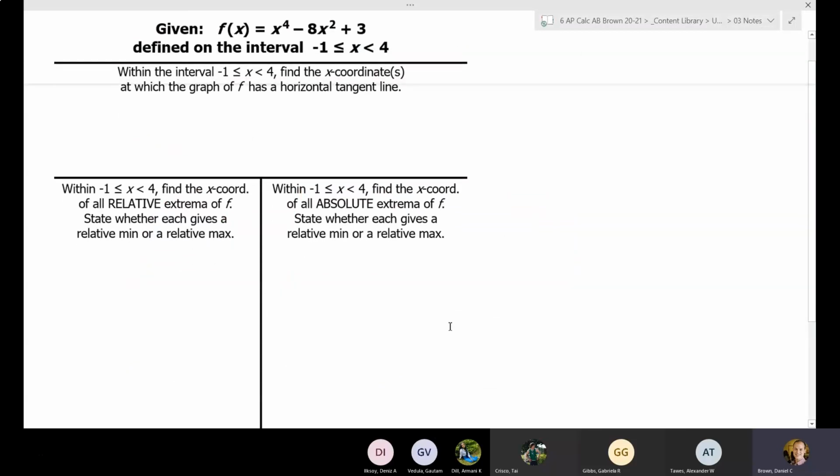In this first example, I won't do this every time, but I am going to find both the absolute extrema and the relative extrema, just so you can see the differences from what we did earlier in the week and what we're learning today, how they're different, but also how they're the same. So the problem I have given is f of x equals x to the fourth minus 8x squared plus 3. And we are defining the interval from -1 to 4.